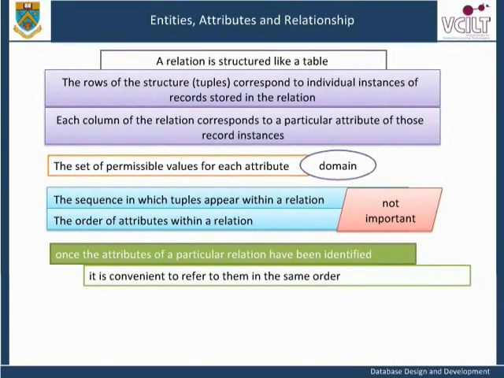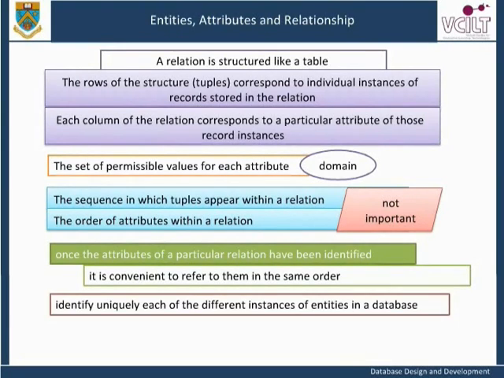Very often, it is required to be able to identify uniquely each of the different instances of entities in a database. In order to do this, we use something called a primary key. We will discuss the nature of primary keys in detail in the next learning unit, but for now we shall use examples where the primary key is the first of the attributes in each tuple of a relation.